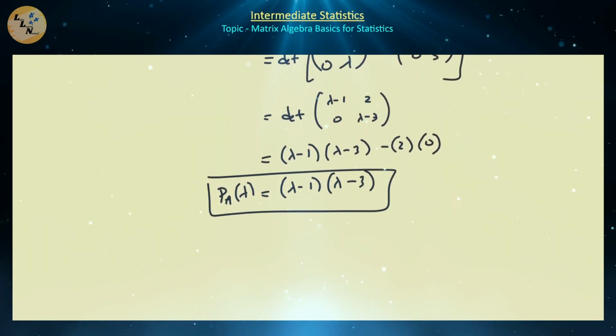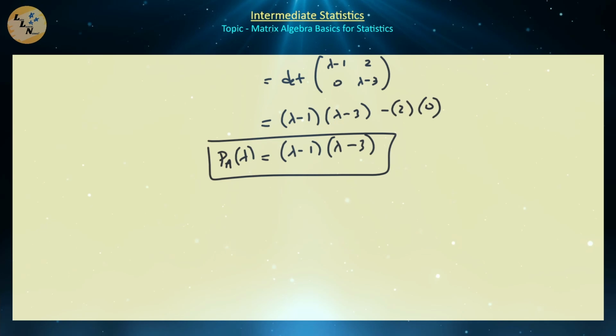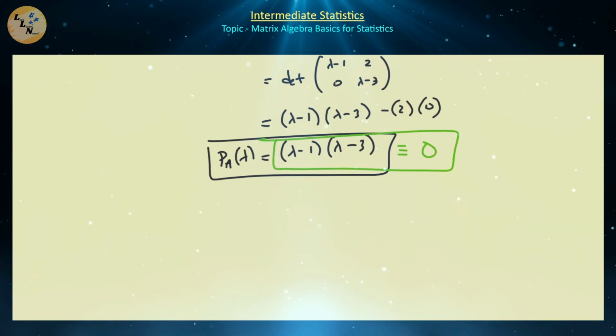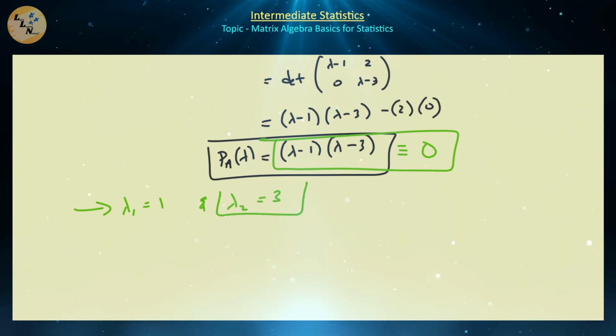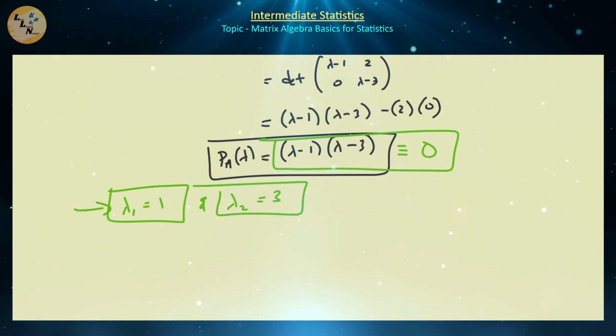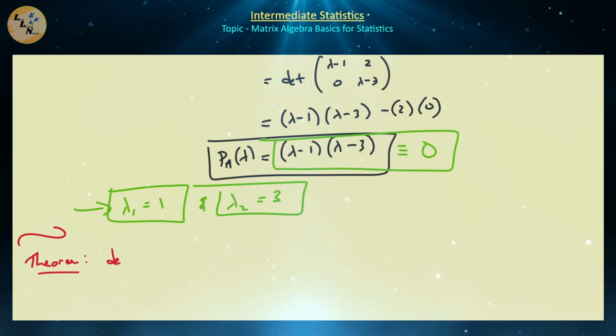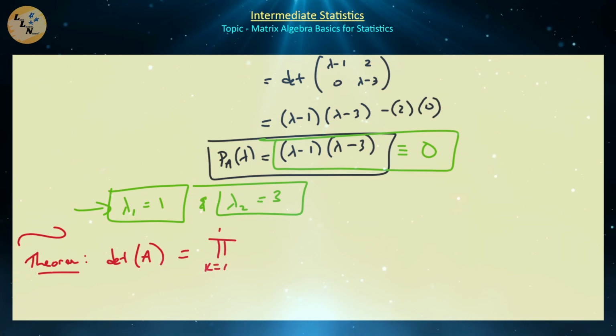So the next thing you want to do if you want to find the eigenvalues is to set this equation equal to 0 and find all values lambda that make that true. Obviously we are going to have two eigenvalues, lambda 1 is equal to 1 and lambda 2 is equal to 3. A fun little theorem that you may already know if you did take linear algebra is the determinant of the matrix is actually just going to be equal to the product of its eigenvalues.